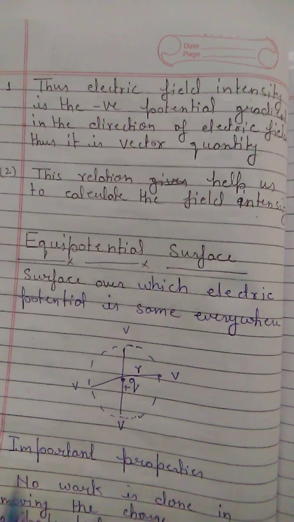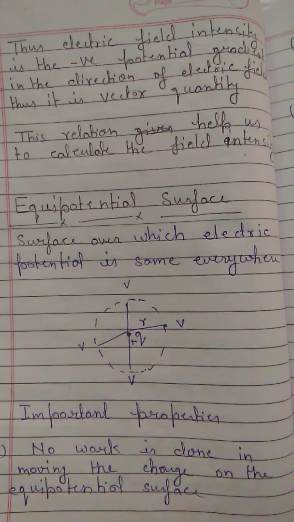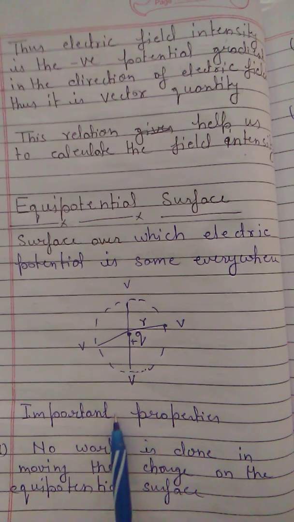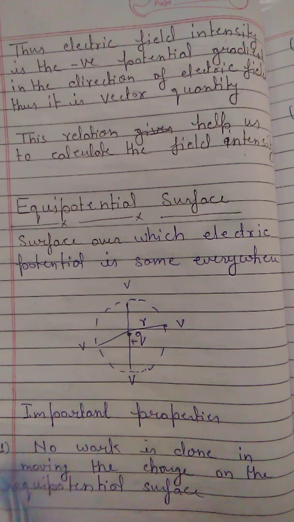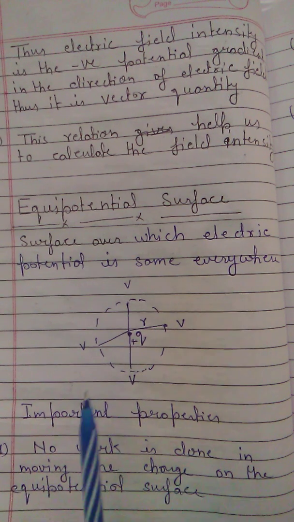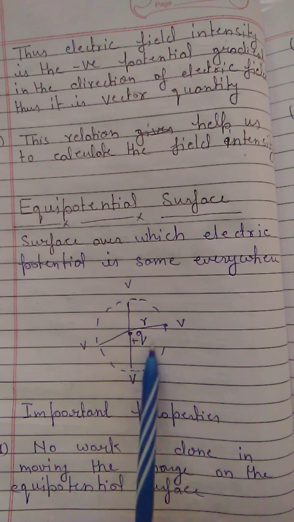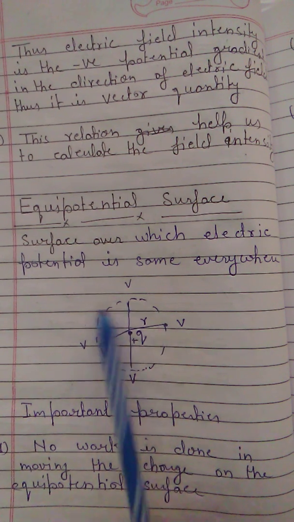Now after this, let us move to another topic, that is your equipotential surface. Now what is an equipotential surface? An equipotential surface is nothing but a surface where the potential is the same, or in other words we can say the surface over which the electric potential is the same everywhere. Suppose we are having a spherical body and a plus q charge is kept at the center. The field is created because of this.